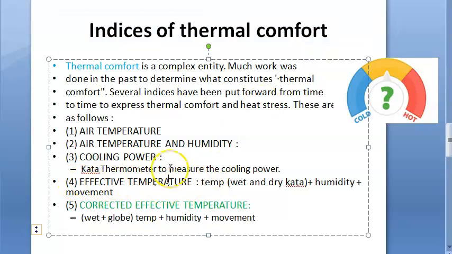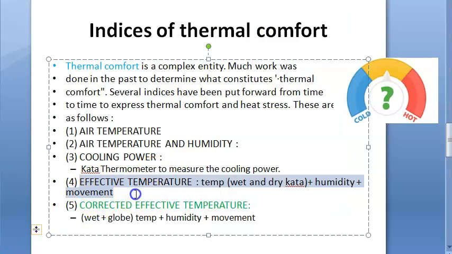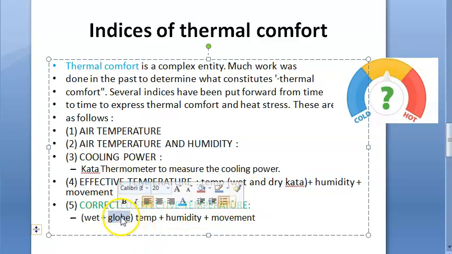Then what they said is, let us combine all these three things and bring up an effective temperature. So they used this Kata thermometer, wet and dry. They got a temperature reading, humidity and movement of air, and they came up with effective temperature. Then after some time, they corrected it, saying that instead of the dry Kata, they will take the globe thermometer reading. So that will be the corrected effective temperature. So that will give you everything: the temperature, humidity, movement of air, cooling power of air. And this is the index of thermal comfort now.